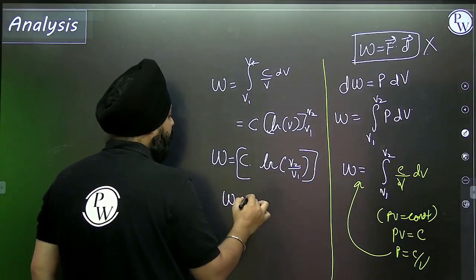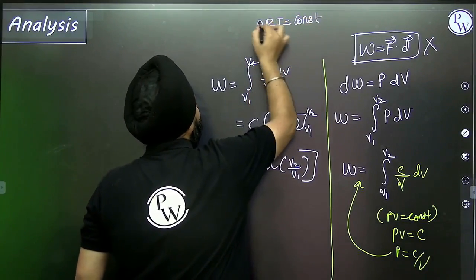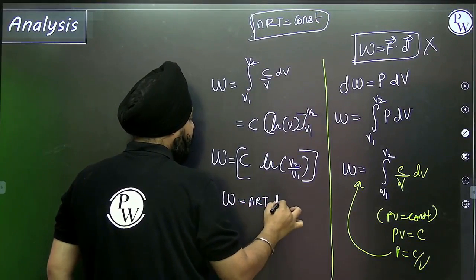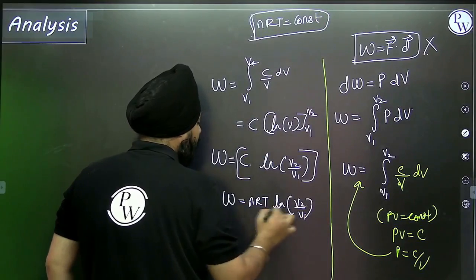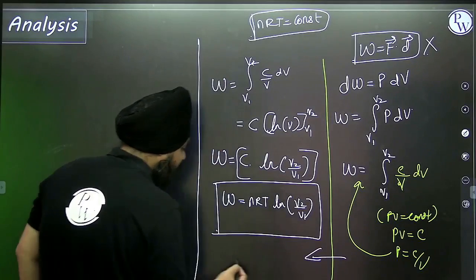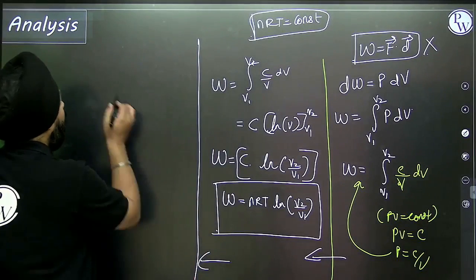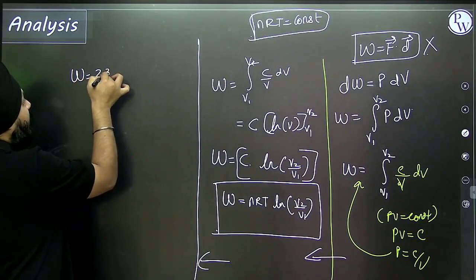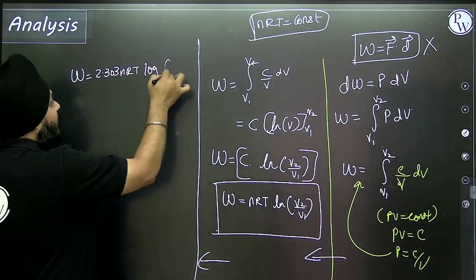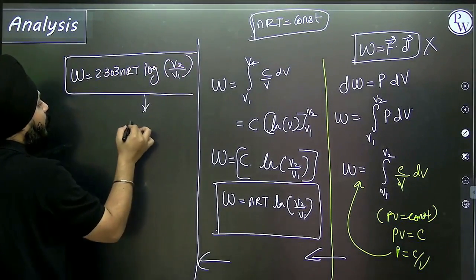Now I am replacing C according to the process. nRT in this process is kept completely constant, so can I replace C as nRT, that is, ln of V2 by V1. This is the work done in the case of the isothermal process. Now if you want the final equation, it is 2.303 nRT, replacing the natural log with the log to the base 10, times log of V2 by V1. So this is the equation of the work done for the isothermal process.